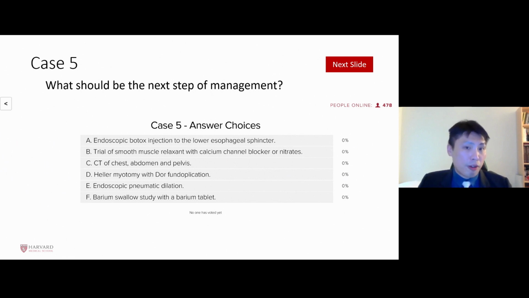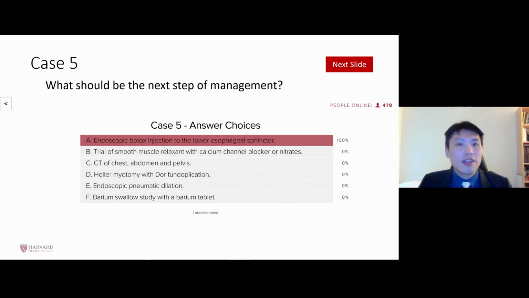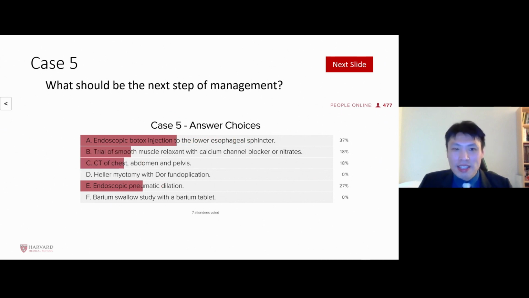Would you refer him for endoscopic Botox therapy to his lower esophageal sphincter, a trial of a smooth muscle relaxant like a calcium channel blocker or nitrates to relax his lower esophageal sphincter, performing a CT of the chest, abdomen, and pelvis, referring him for surgical myotomy to cut the lower esophageal sphincter, doing a pneumatic dilation of his lower esophageal sphincter to help him, or doing a barium swallow study at this point with a barium tablet?